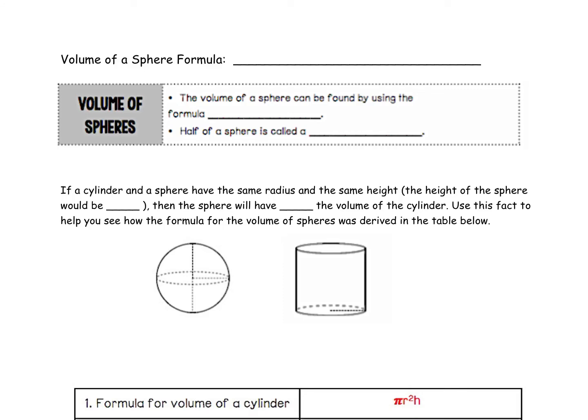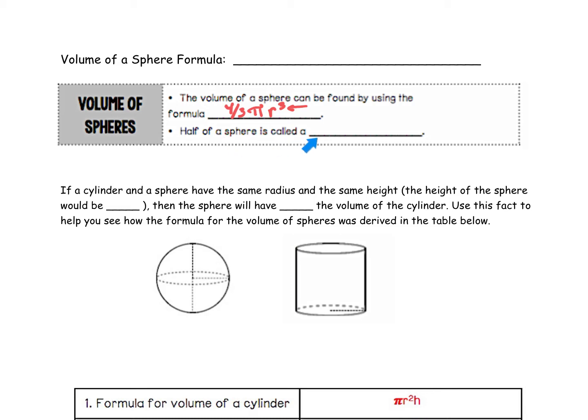Hello, today's lesson is on volume of spheres. The volume of a sphere can be found by using the formula 4/3 times pi times r to the third power. That's very important. We're going to explore this formula in just a minute.